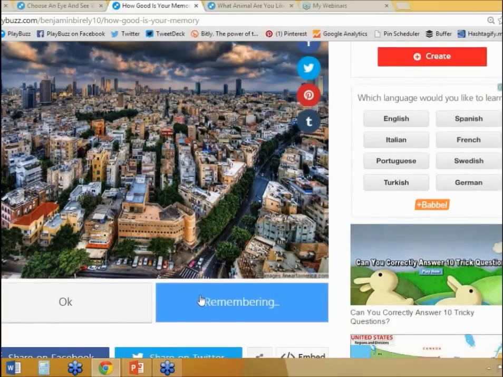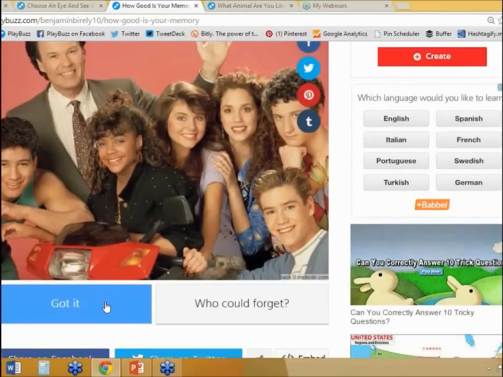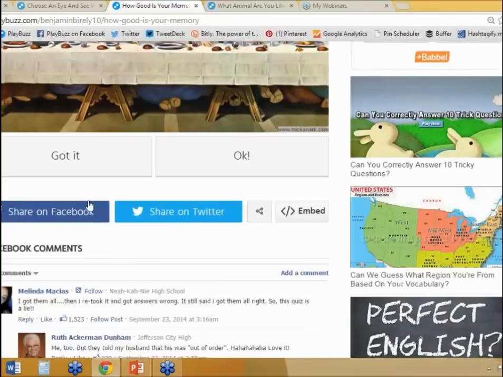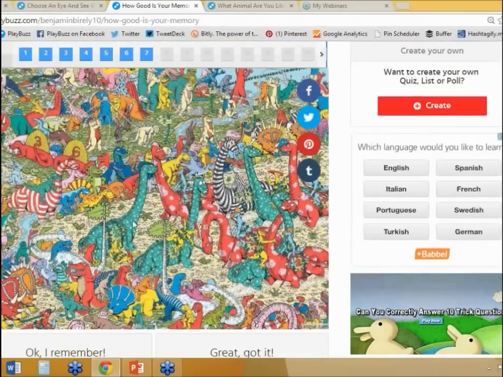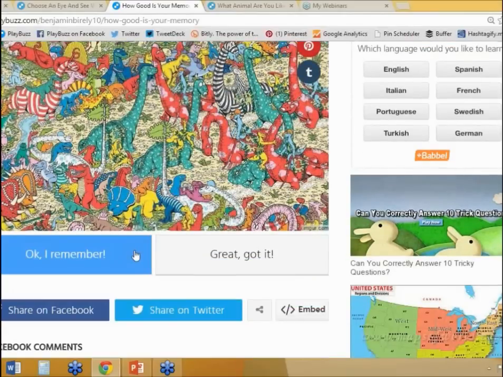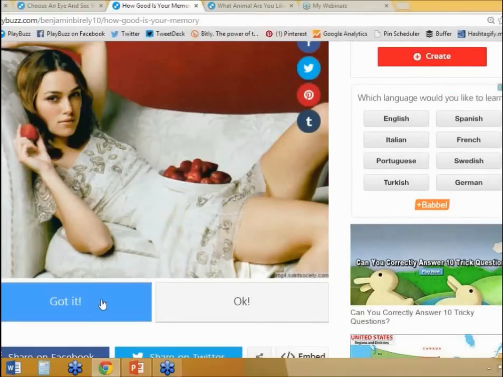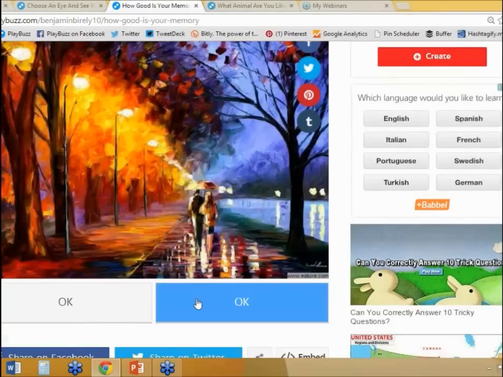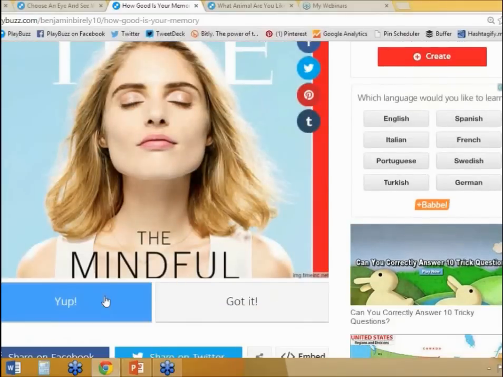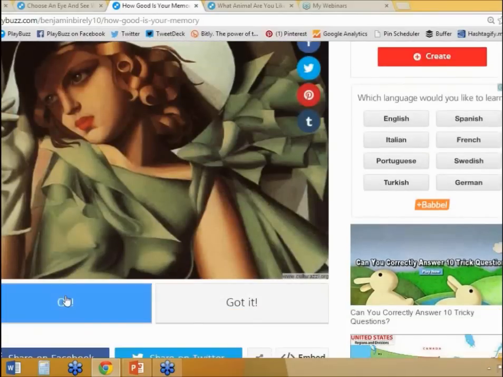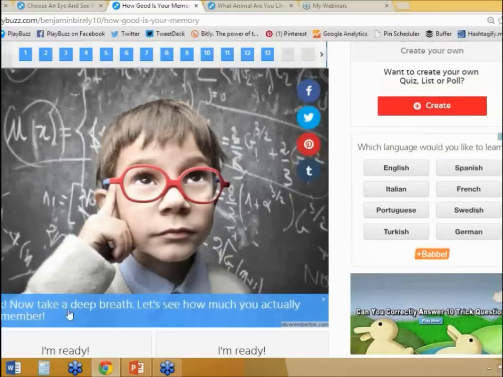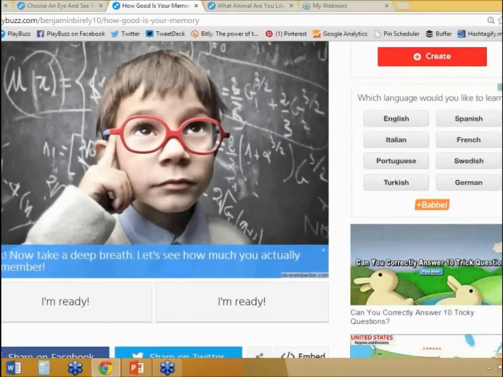As we go through, we can see here, okay, I'm remembering, got it, who could forget, Saved by the Bell. And it's a very visually appealing quiz, as you can see here. So we're being asked to remember these pictures, and it seems pretty straightforward. We're just going to go through and look at some pictures, and then later we'll be asked to recall them. Now this is where the fun begins. Take a deep breath and see how much you remember.